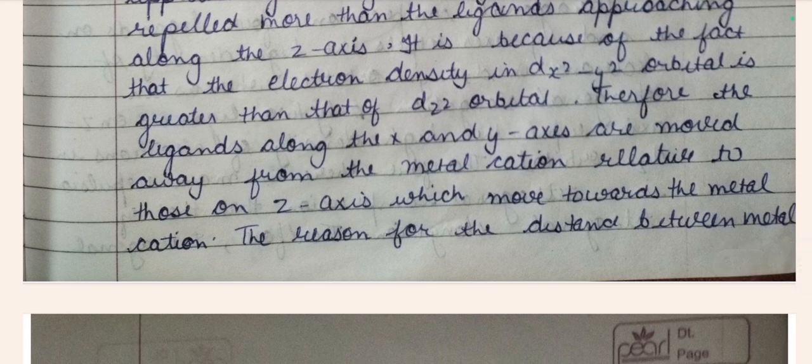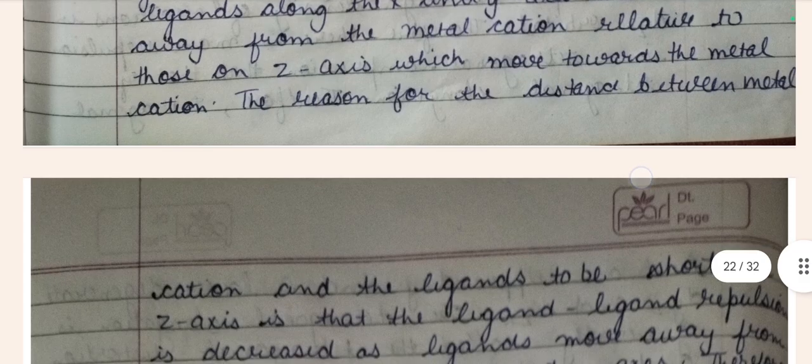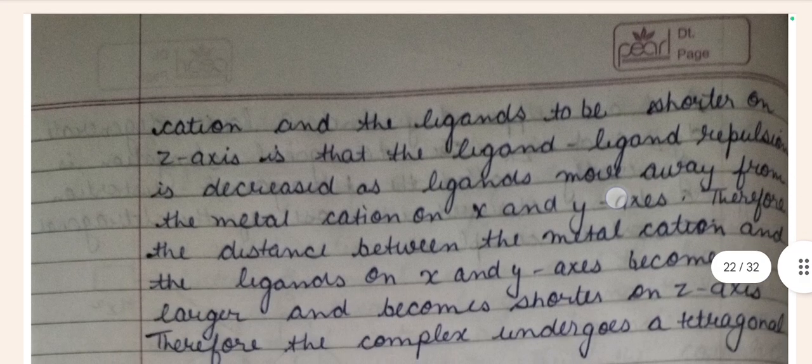And the reason for the distance between the metal cation and the ligand to be shorter on the z axis is that the ligand repulsion decreases as the ligands move away from the metal cation on x and y axes.